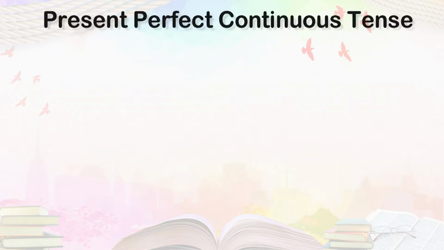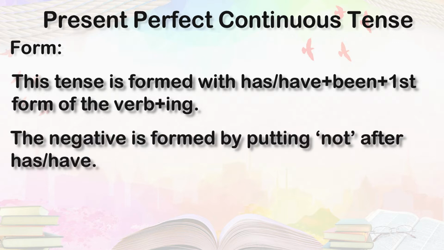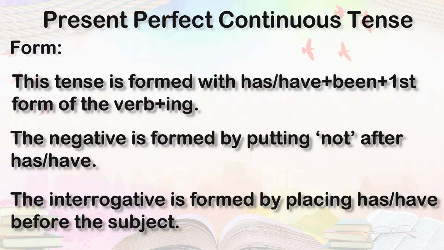Now, let's have a look upon the rules and regulations of present perfect continuous tense. This tense is formed with has, have plus been plus first form of the verb plus ing. The negative is formed by putting not after has, have. The interrogative is formed by placing has, have before the subject.